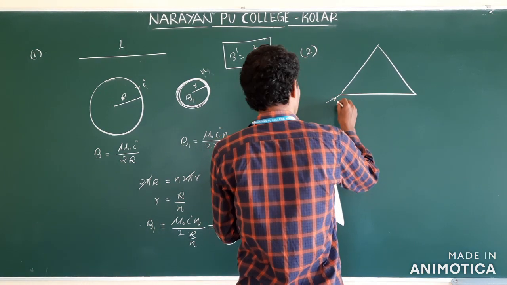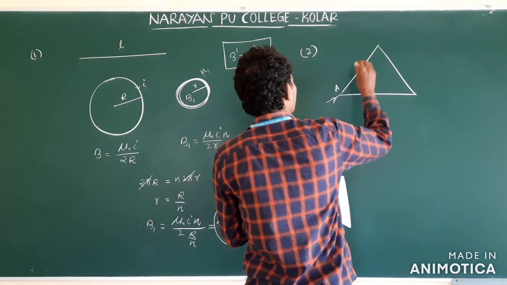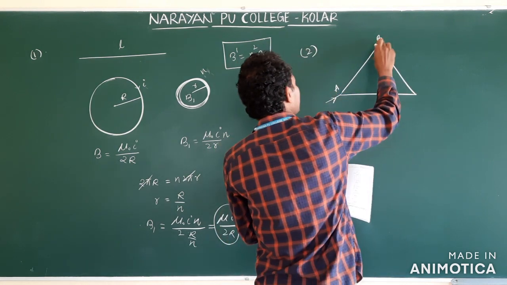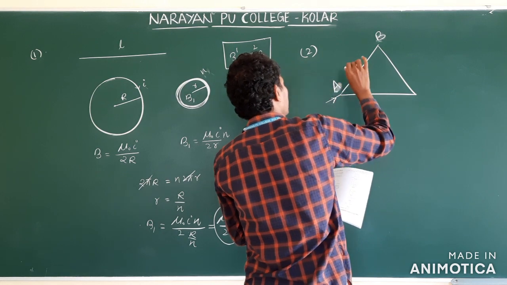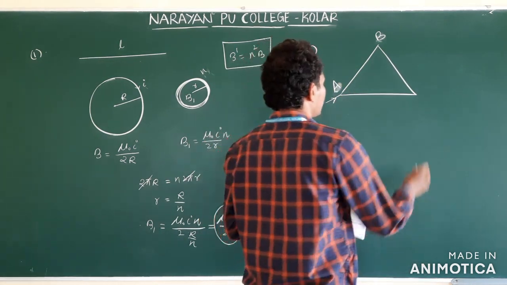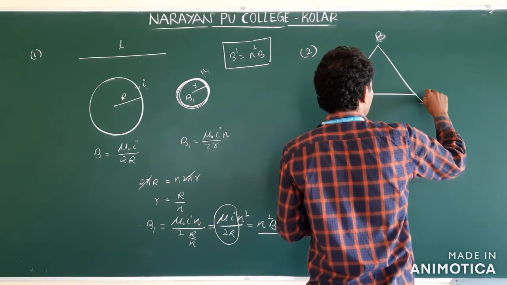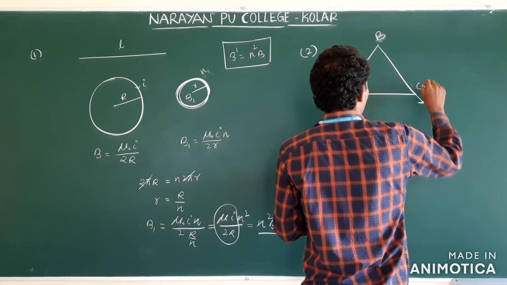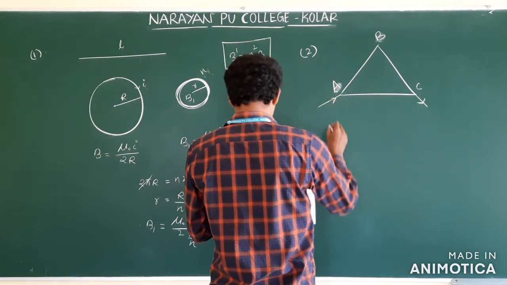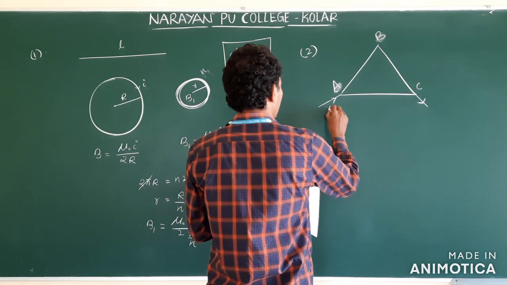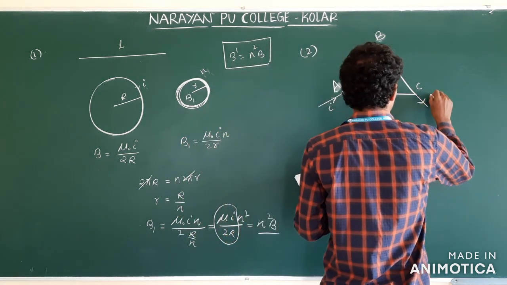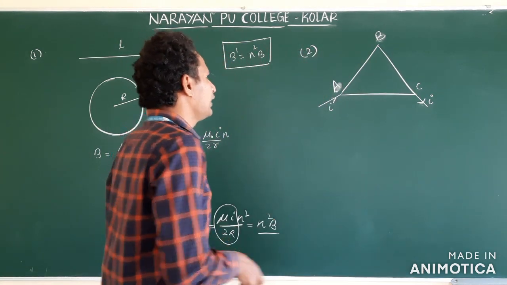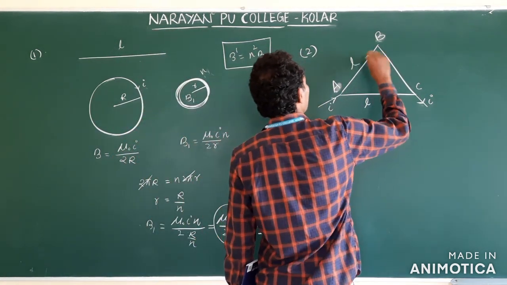Current entering at the junction A. This is A, this is B. Next, this is the current leaving at junction C. Here the current is given as I. The same amount of current will leave this. Side length L.